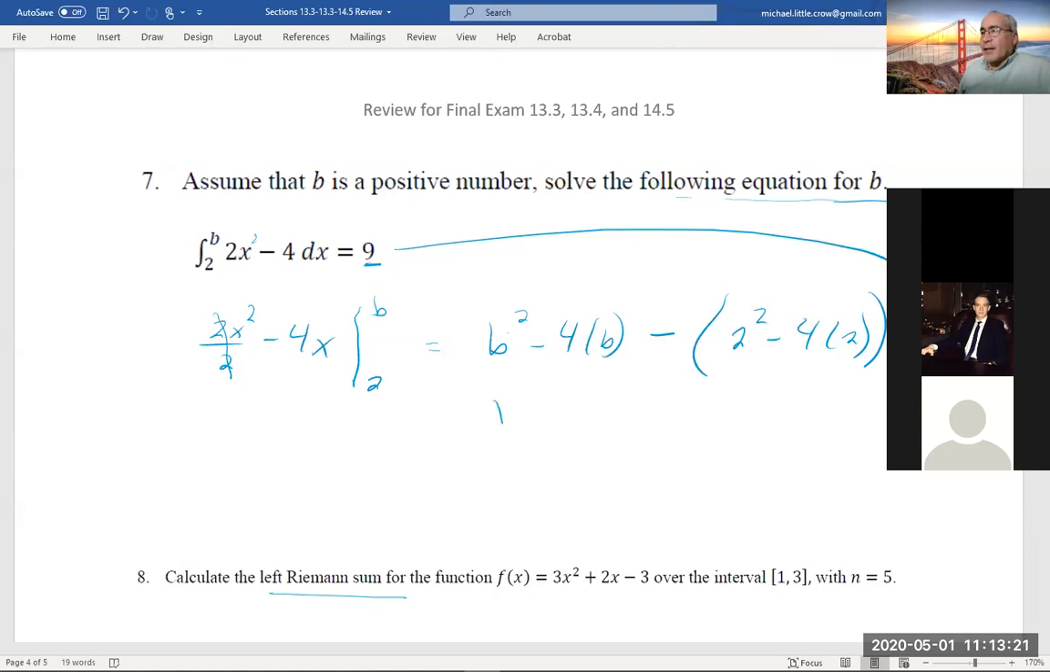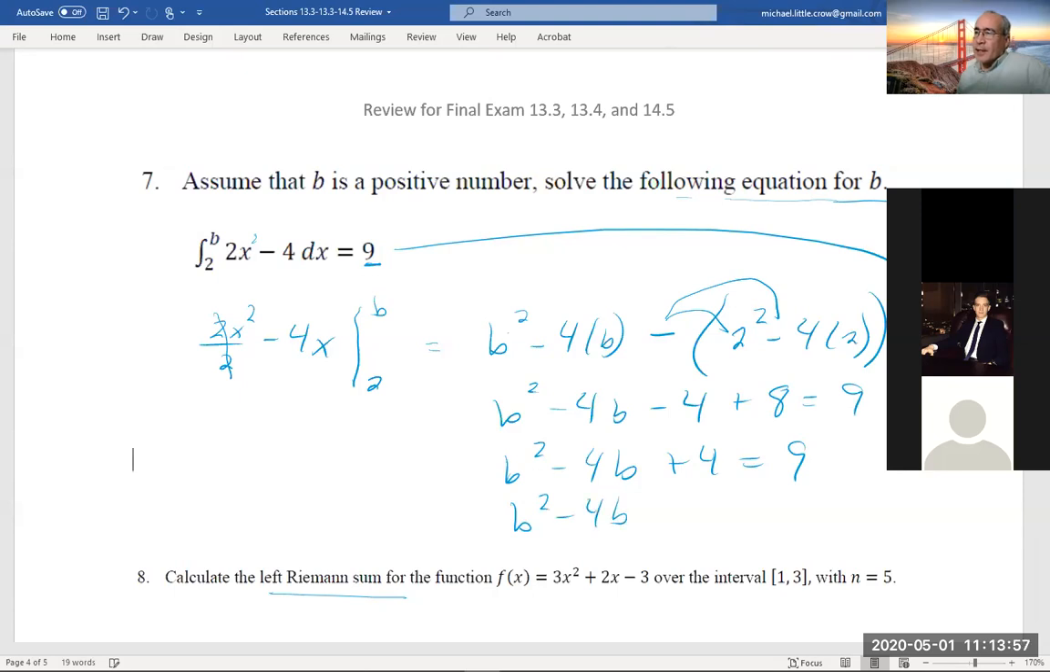So in the end, we get b squared minus 4b. 2 squared is 4, so we get minus 4 there. And then this has to distribute, so this minus and minus become a plus. 4 times 2 is 8. So we get b squared minus 4b plus 4 equals 9. The best way to solve a quadratic is actually to get it equal to 0. So we'll go b squared minus 4b. Subtract 9 from both sides, we get minus 5.